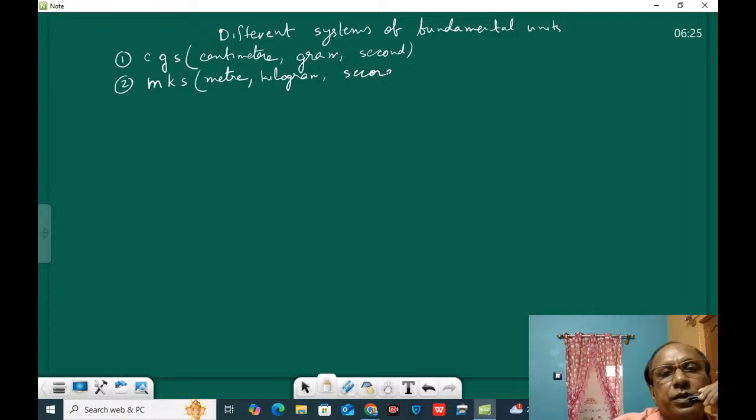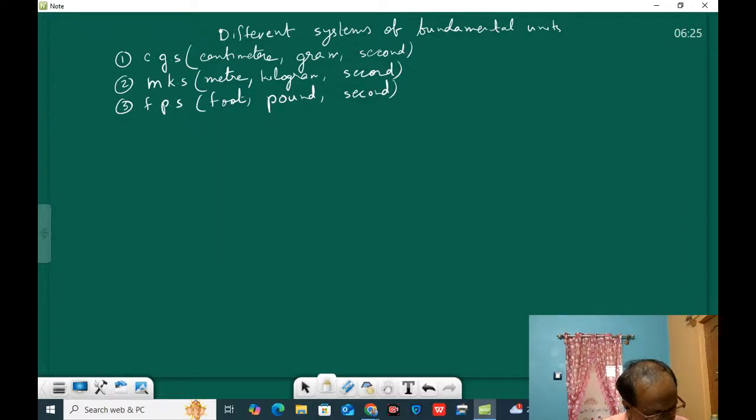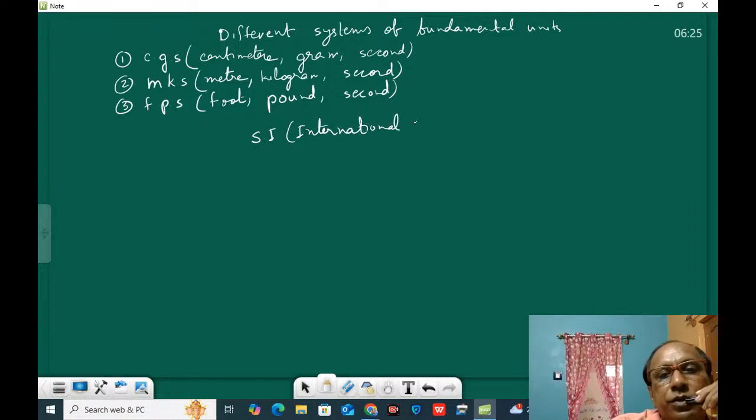This is the MKS system. And the third one is the FPS system. The length is measured in foot, the mass is measured in pound, and the time is measured in second. These are the different systems of units. Besides that, we have the SI system, the international system of units, which is most important.